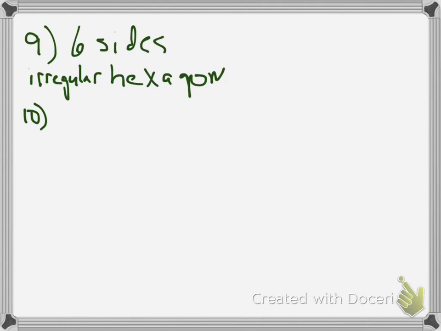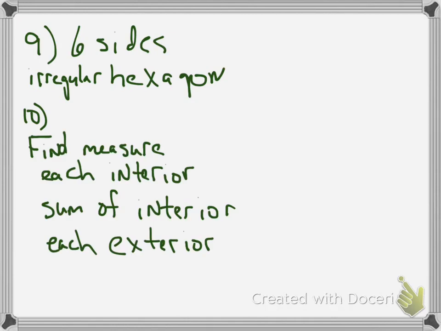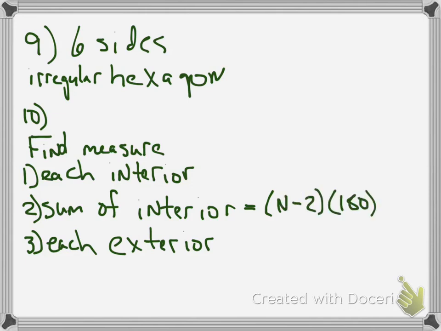So, to find the measure, I'm going to give you an idea here. There are actually 3 ways we can ask this question. We can ask about the sum of the interior, each interior, and each exterior. When you have the sum of the interiors, it is n minus 2 times 180, so the number of sides minus 2 times 180.